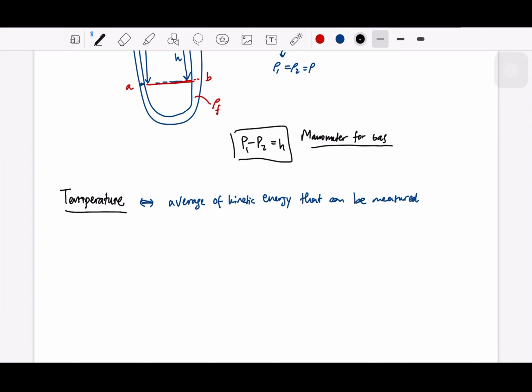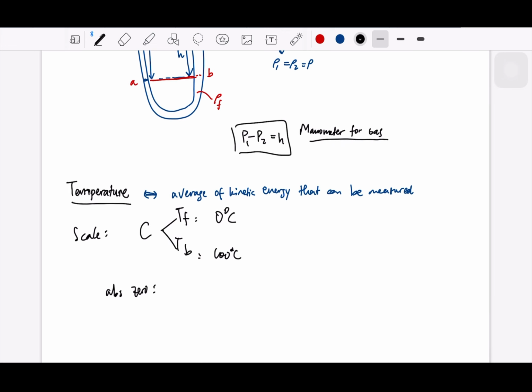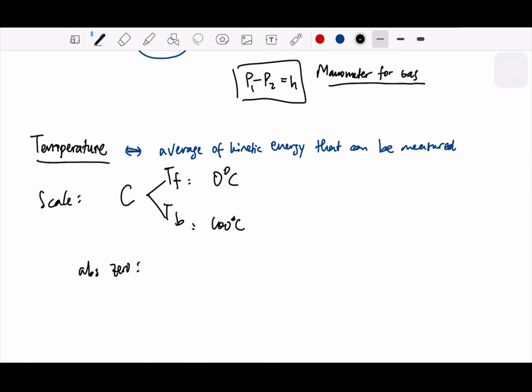What is important is, I think you need to know the scale, right? The scale, like the Celsius, freezing and boiling, and then absolute zero. Some terms that have meaning in our case in engineering. So it's the lowest temperature in nature that we can observe. We are not sure if there is anything lower than absolute zero. So absolute zero is around this number.